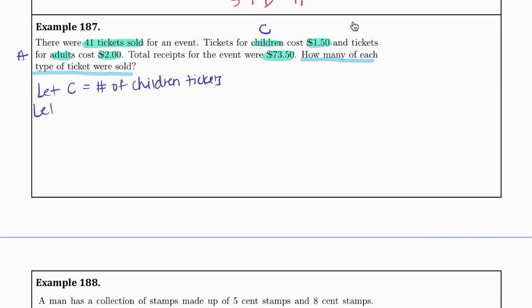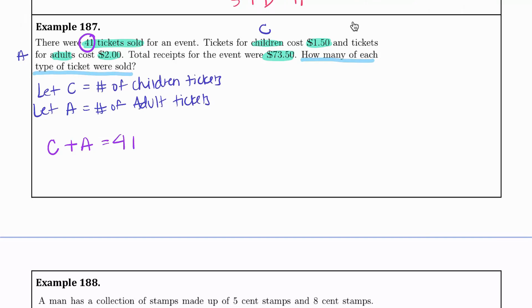And I'm going to let A be the number of adult tickets sold. All right, so we're going to use those variables to write two equations. The first one, we're going to use this fact right here, that we know 41 total tickets were sold. Some of them were adults, some of them were children. So we know if we add up our children tickets plus our adult tickets, they sold 41 tickets.